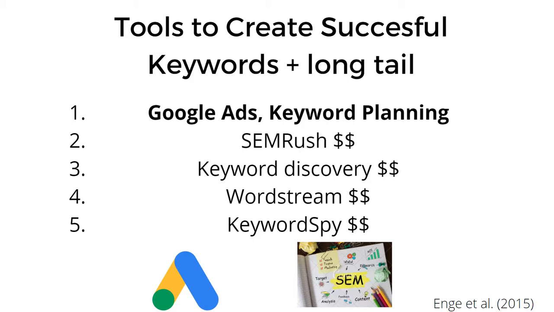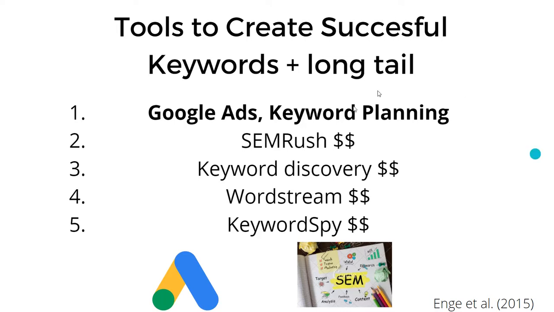If you want to use it with more detail, or you have a lot of competition, probably Google Ads keyword planner will not work perfectly for you. For that, you have to use different tools. For example, SEM Rush, Keyword Discovery, WordStream, or Keyword Spy. These tools have a price to use them. Well, yes, you can use them with a free trial, but probably the outcomes will be limited.